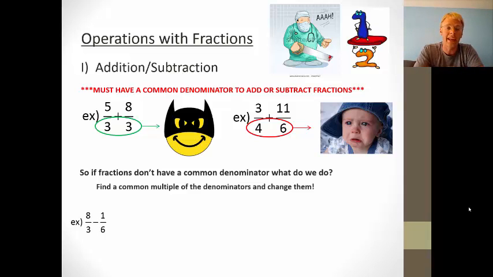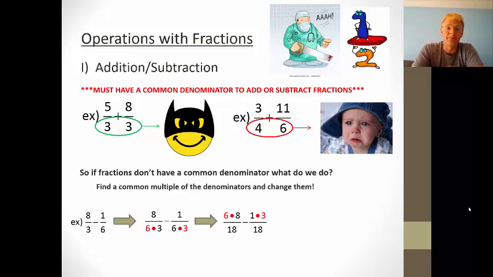So we can see here that 8/3 minus 1/6. This is not a happy Batman problem. This is a crying baby problem if you try and subtract right away here. So the question is, how do we change this? Well, one easy way to do this is to multiply each denominator by the other. So what that would mean is I would take the 3 and multiply it by 6. And I would take the 6 and I'd multiply it by 3. What that's going to do is create a common denominator here. We can see that becomes 18.